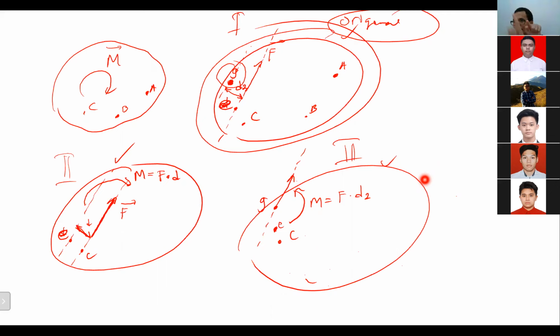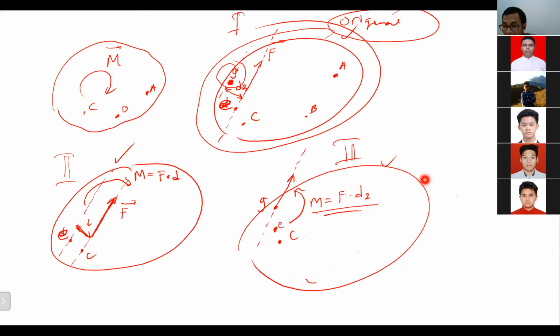The force is going like that. It will move like this, right? This one is anti-clockwise. That's why the moment is anti-clockwise. And the magnitude is F multiplied by D2, where D2 is the perpendicular distance from point E to point G. You get it?